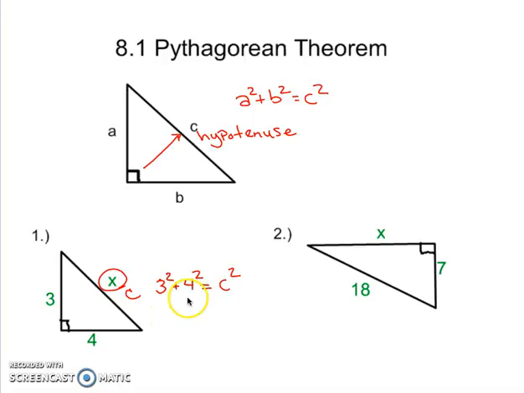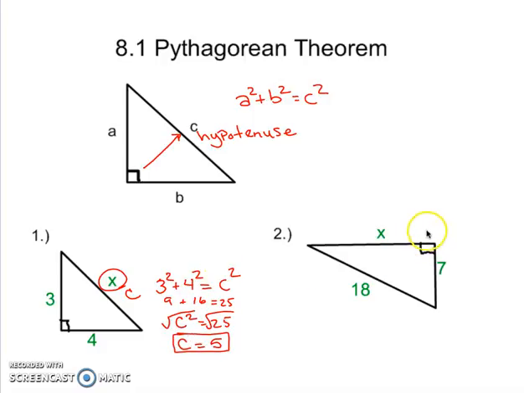3 squared plus 4 squared is 25. And then in order to solve for c, you take a square root. So if we have c squared equals 25, we would take the square root of both sides, and c would equal 5.